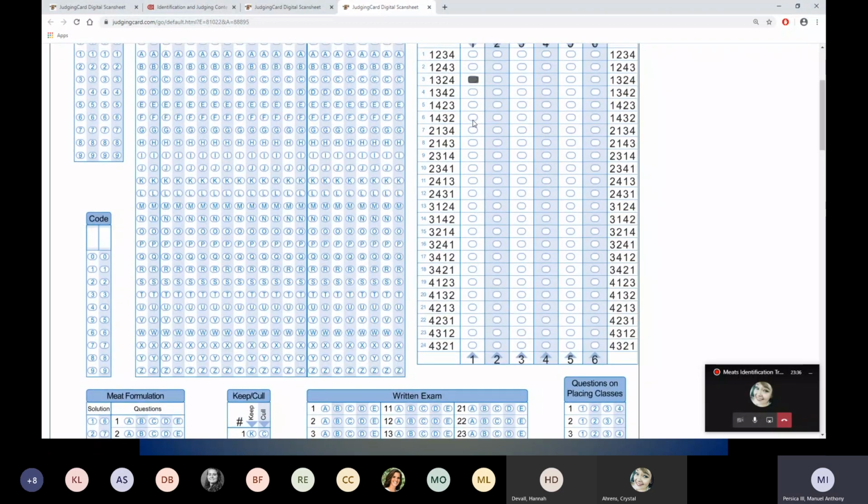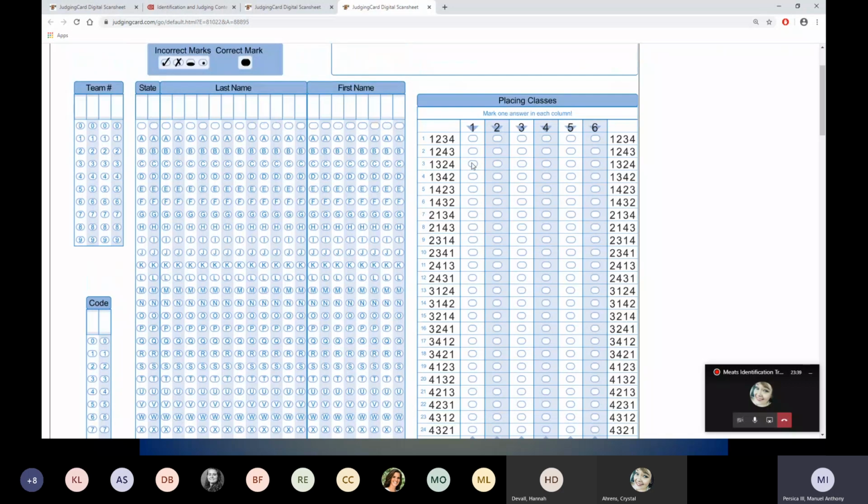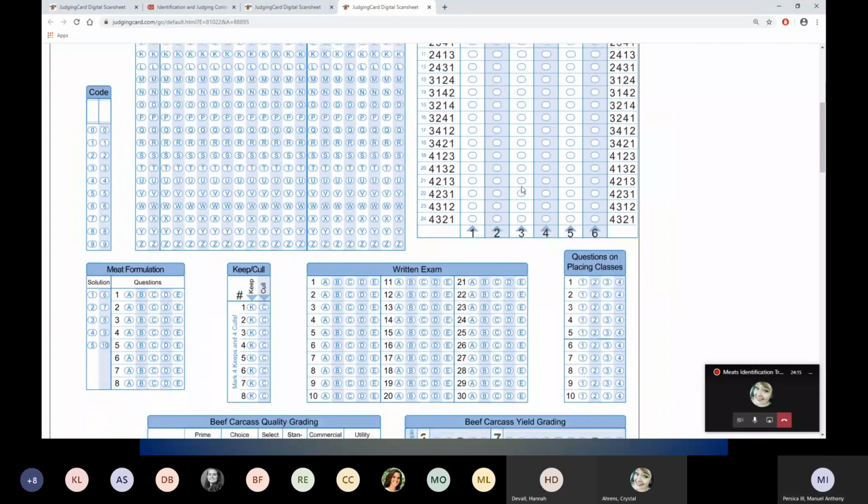While we're looking at the card, I want to just go through it right quick with those of you that are kind of new to this. Obviously, this part is where we'll fill out our name and our team number, and this identifies this individual. The placing classes, which will have 4 placing classes, are going to be in this area. A placing class is always going to be 4 exhibits, labeled 1, 2, 3, and 4. So you would just pick your placing, whatever it is, and mark it in these sheets.